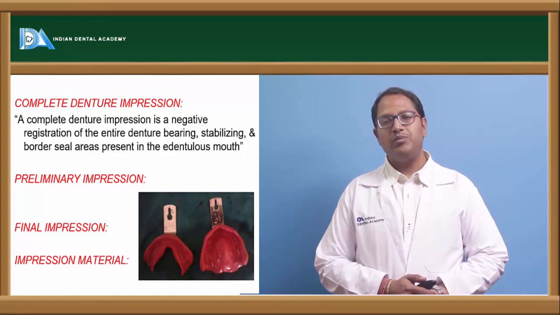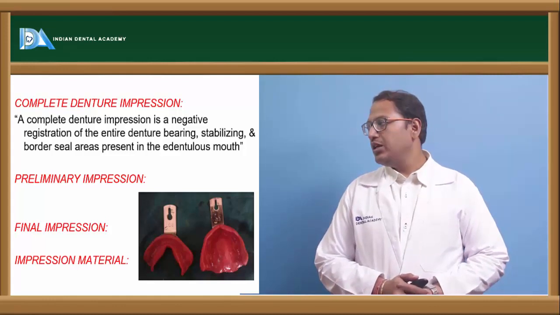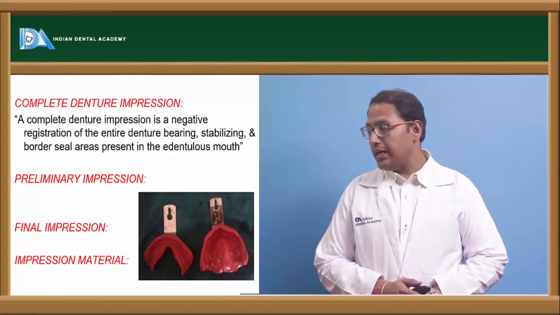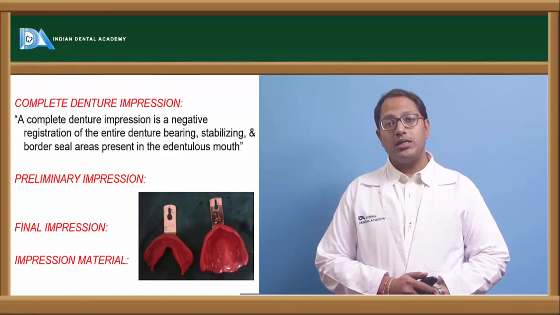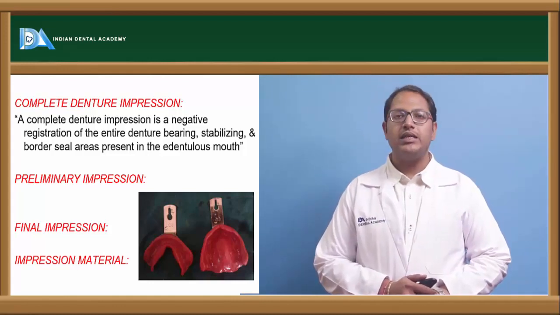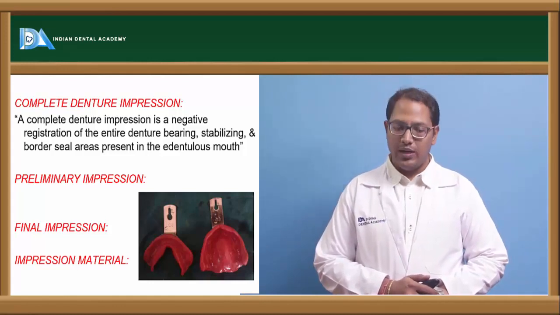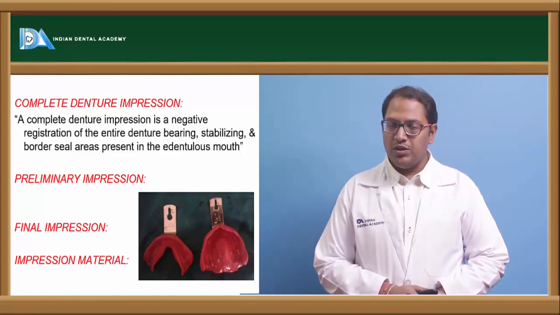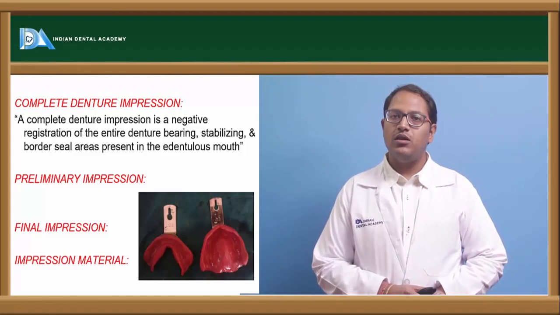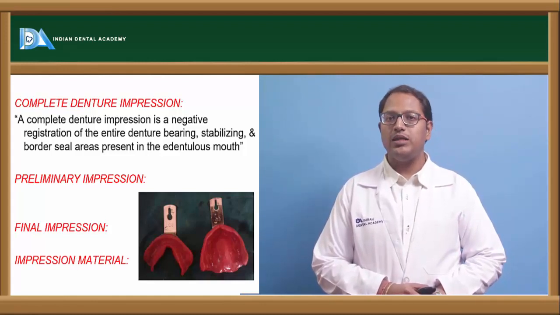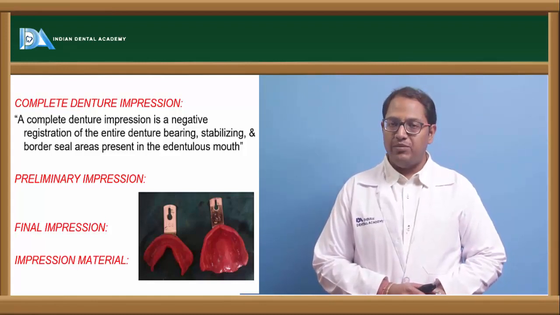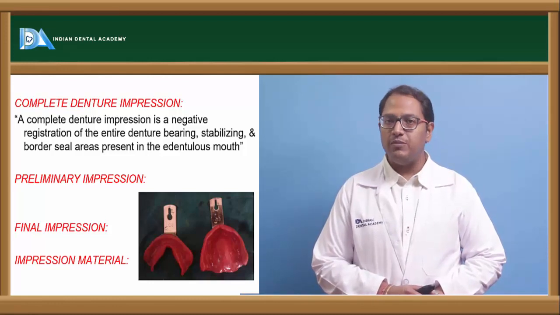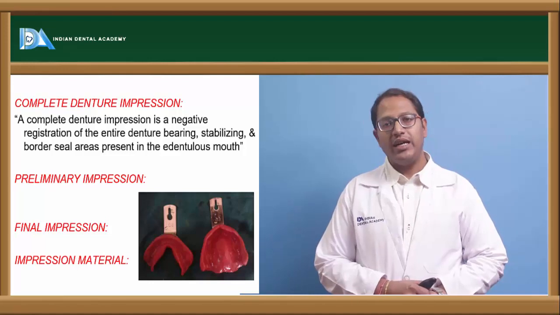Complete denture impression. A complete denture impression is a negative registration of the entire denture bearing area, stabilizing and border seal area which is present in the edentulous mouth when the patient walks to us. Complete denture impressions are further stepped out into two types: primary impression, also known as preliminary impression or diagnostic impression, and the final impression.